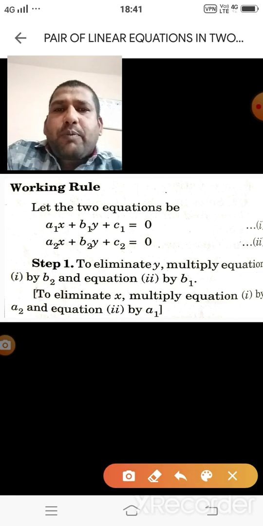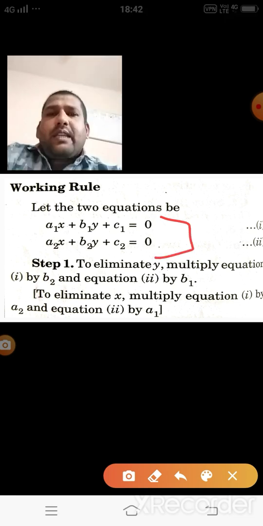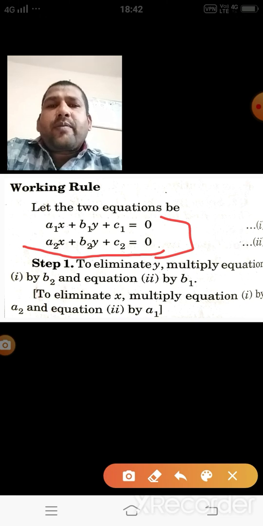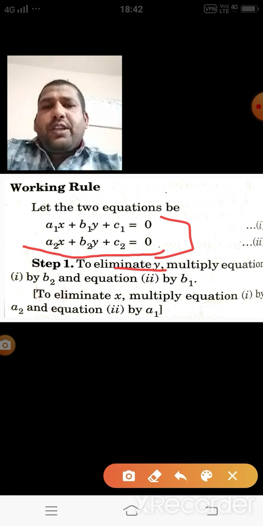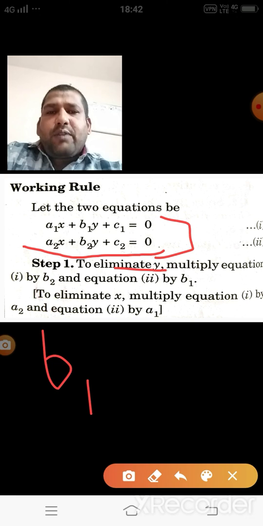What we have to do: suppose we take a pair of linear equations. The first one is a1x plus b1y plus c1 equal to 0, and the other one is a2x plus b2y plus c2 equal to 0. Suppose I have to eliminate y. In the first equation the coefficient of y is b1, and in the second equation the coefficient of y is b2.